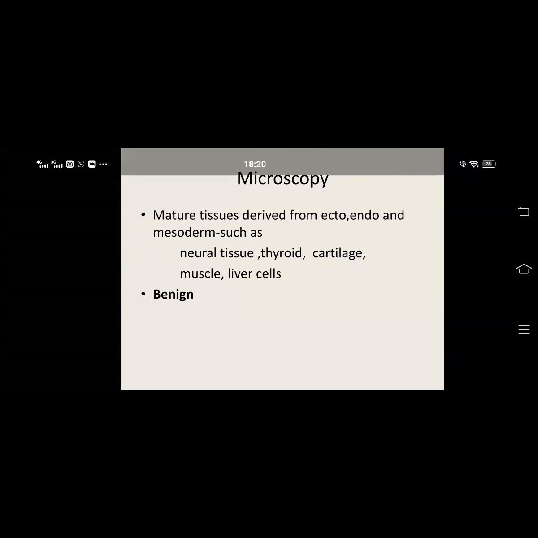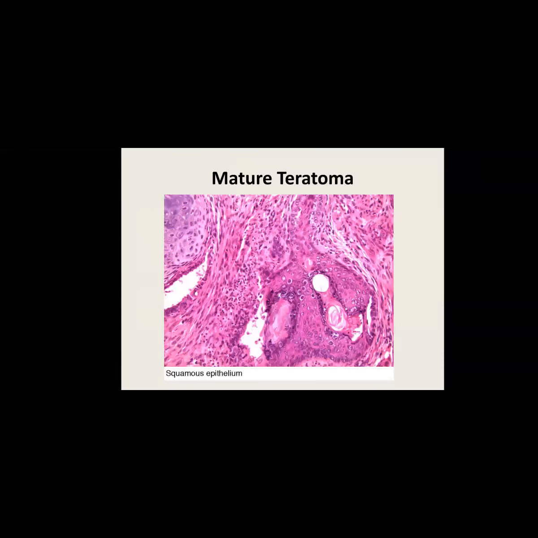So what do you see microscopically? As I have told you, if it is a mature teratoma, you will find derivatives from the ectoderm, endoderm, and the mesoderm. These are mature elements like neural tissue, thyroid, cartilage, bones, muscles, liver, and so on. Usually, the mature teratomas are benign in nature. You can see in this light microscopy, on the right side, the squamous epithelium with keratin inside. So it's a derivative of the ectoderm.